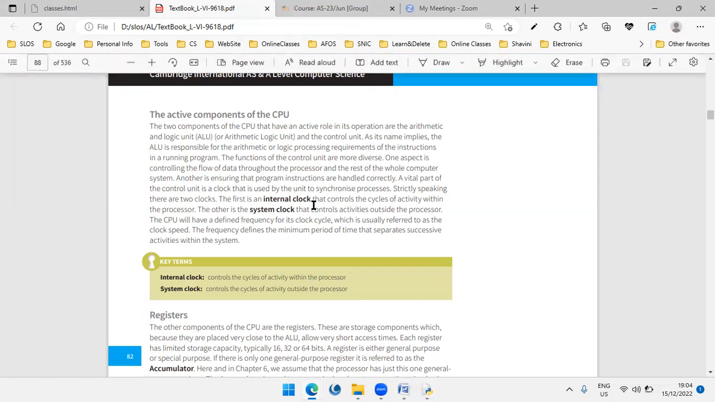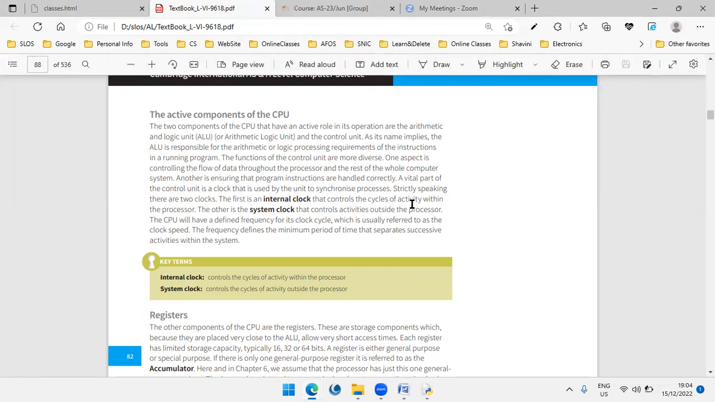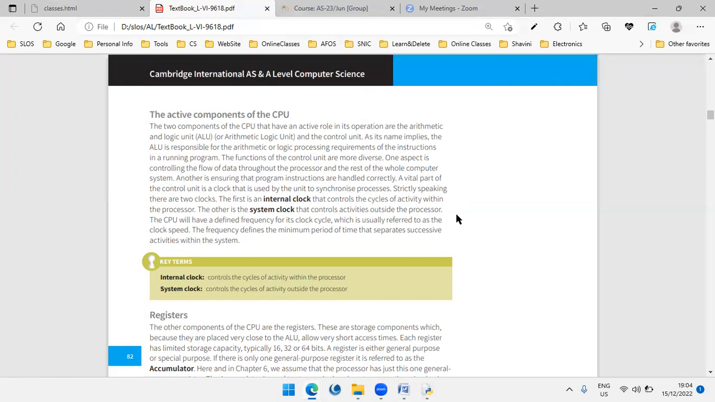The first is an internal clock that controls the cycles of activity within the processor. So within the processor, it will control the first one first, second one second, like that. And it's so fast. Even if you put 3 billion instructions, it will finish in 1 second. Well, then you might wonder, why does the computer take so long for some programs?